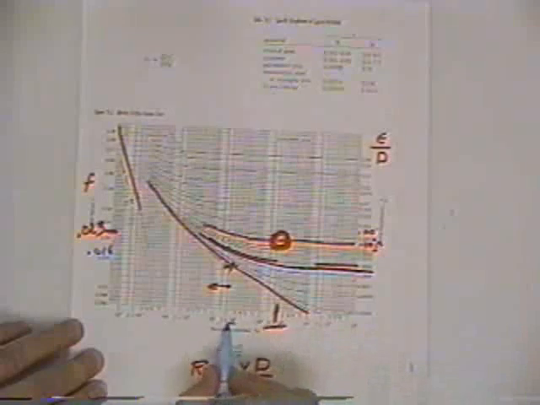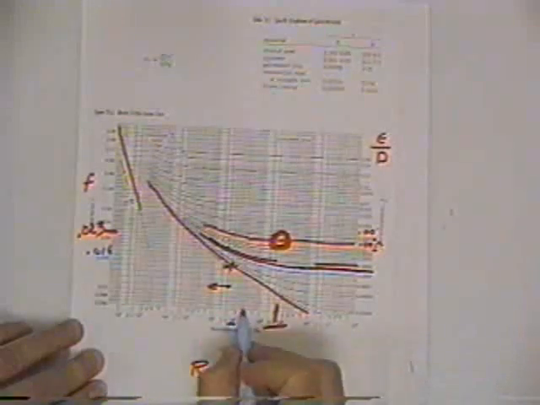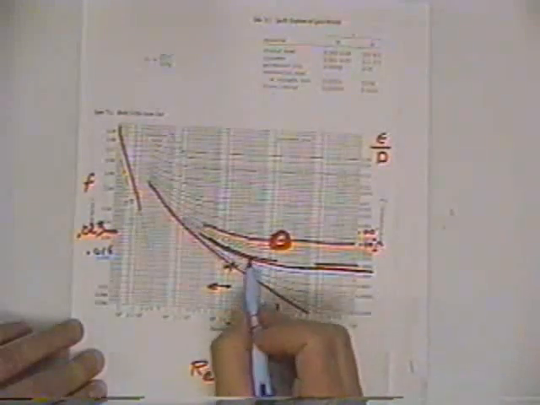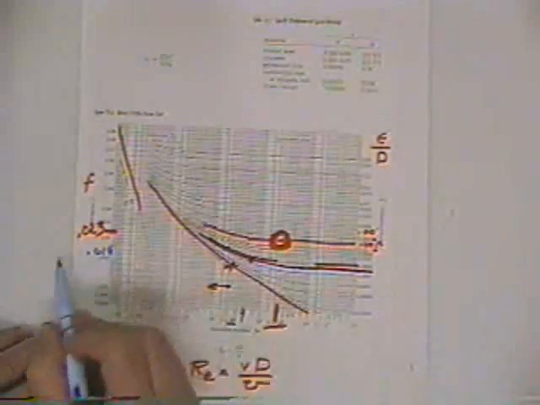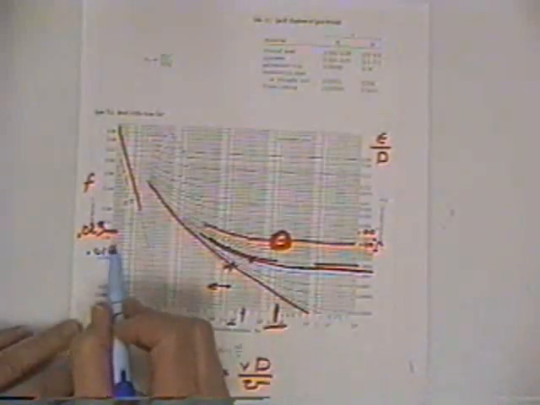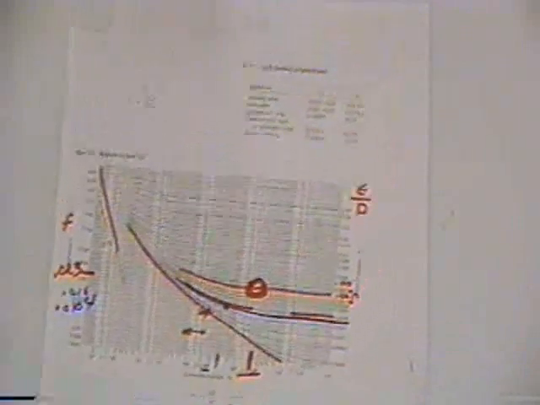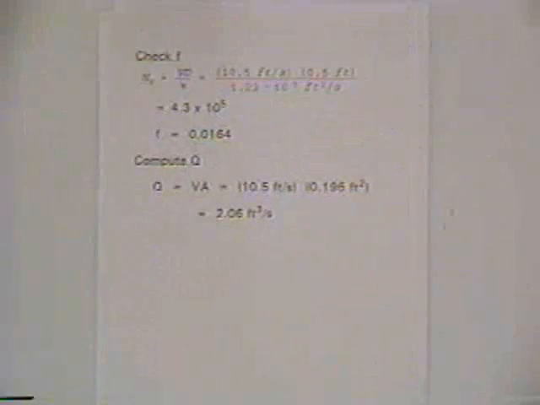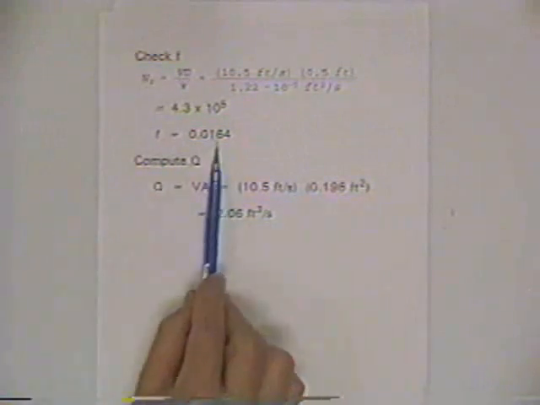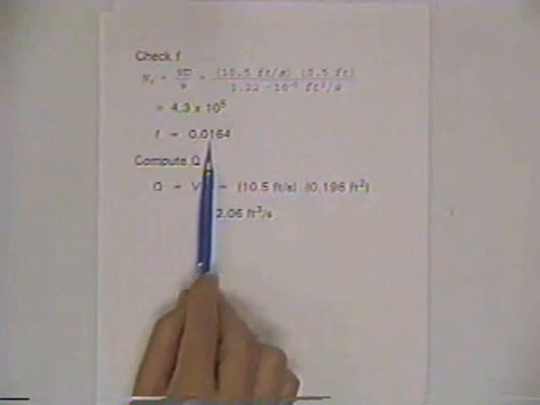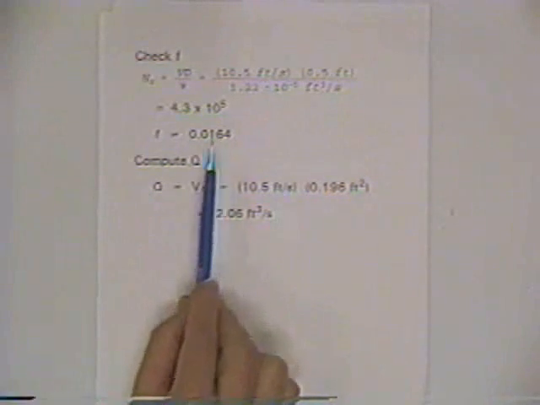10 to the fifth, and a 4 is right in there, and so it puts us right up here. And when I read it off very precisely, I read off something like 0.0164. And so I'll say close enough, and we'll go ahead and accept that. That's a judgment call.